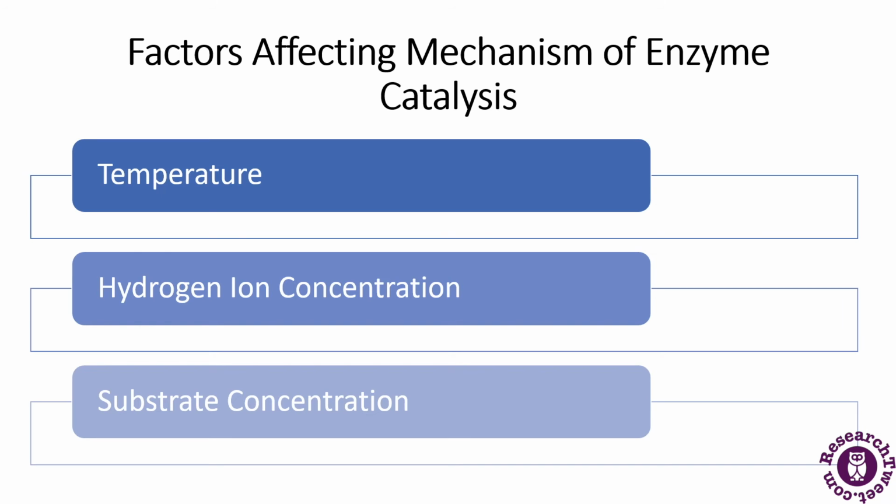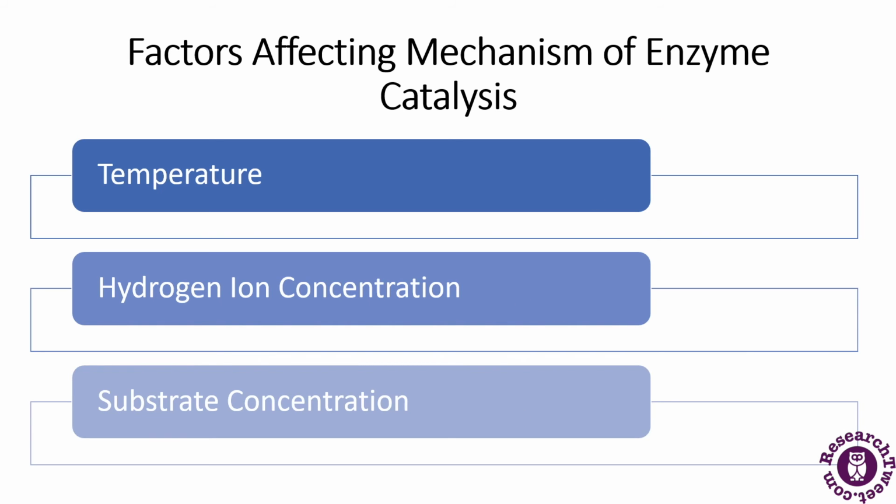Enzyme catalysis works in a very narrow range of temperature. The optimum temperature is the temperature at which the enzyme shows the highest catalytic activity. Anything above and below the optimum temperature declines the enzyme activity. Low temperature makes the enzymes inactive, whereas high temperature can denature the structure of the enzyme.